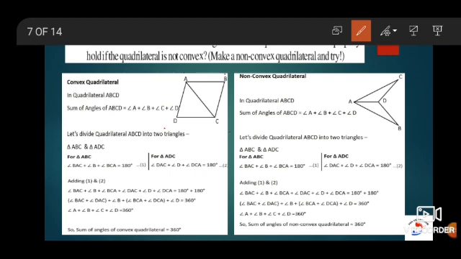Sum of all the 4 angles in the quadrilateral, that is angle A plus angle B plus angle C plus angle D. We can divide this quadrilateral into two triangles. The first triangle is ABC, the next triangle is ADC. In both the triangles, let us apply ASP, that is angle sum property.